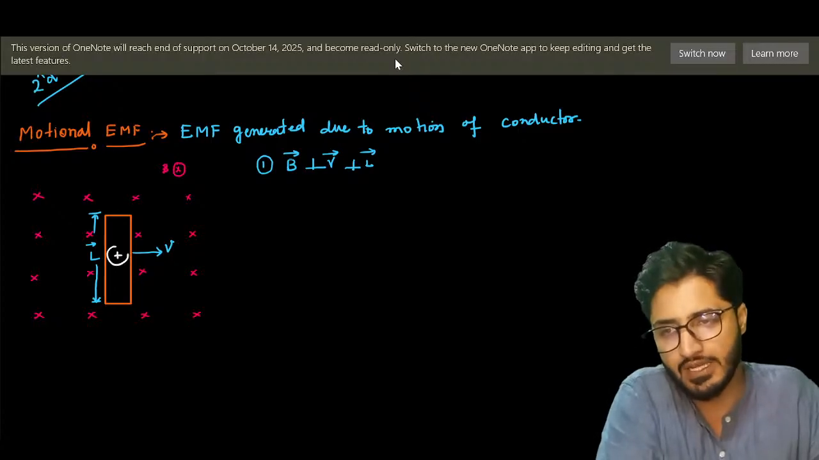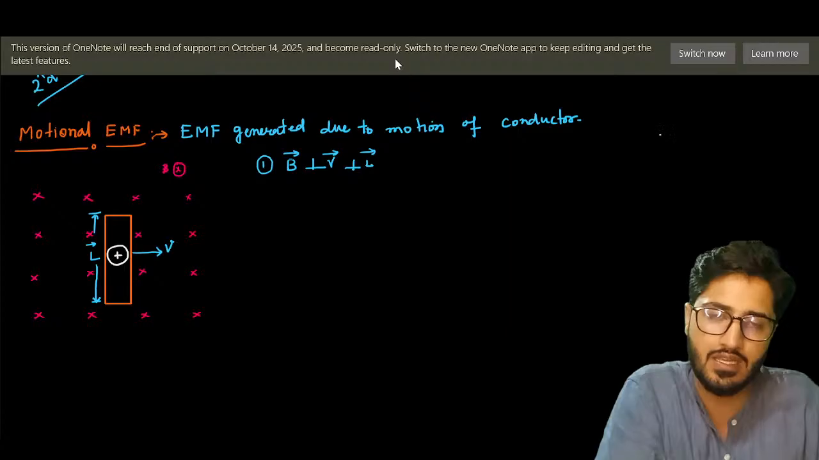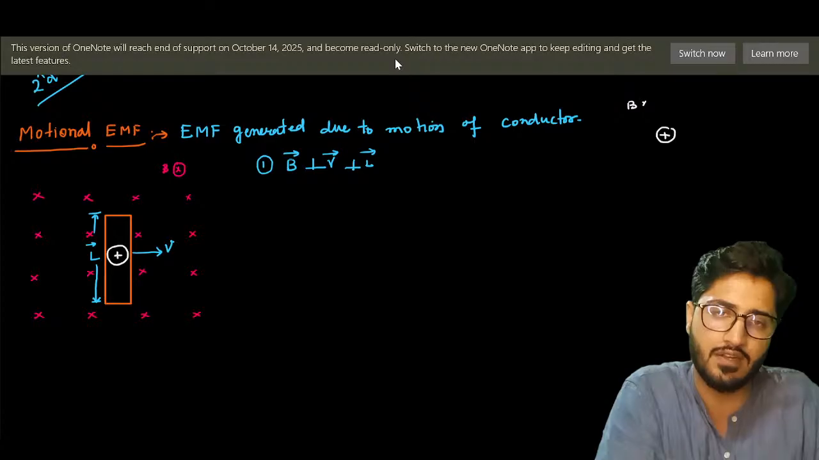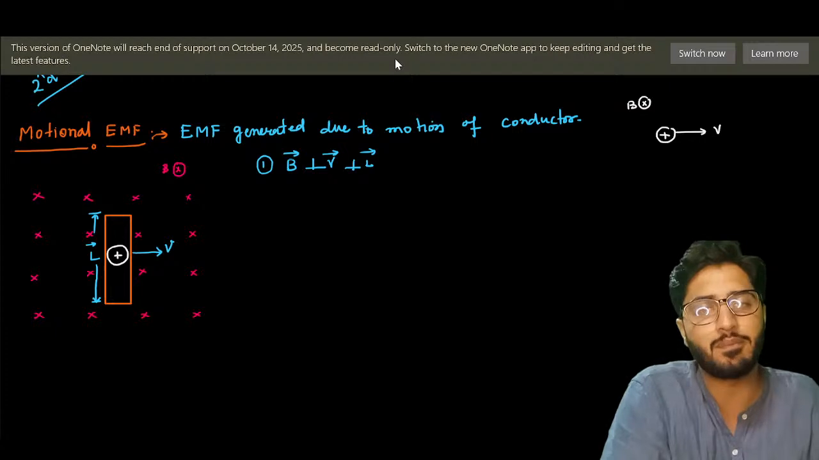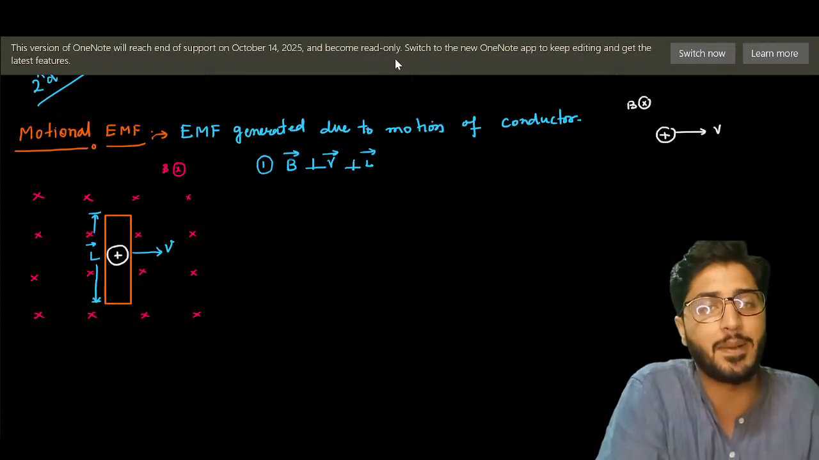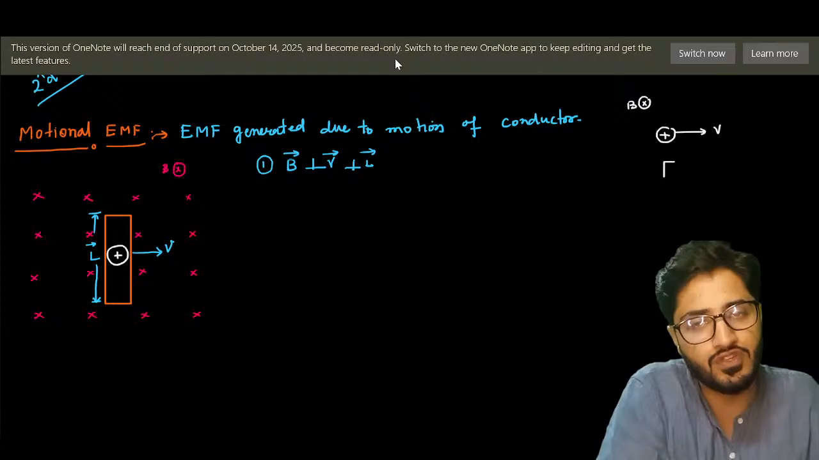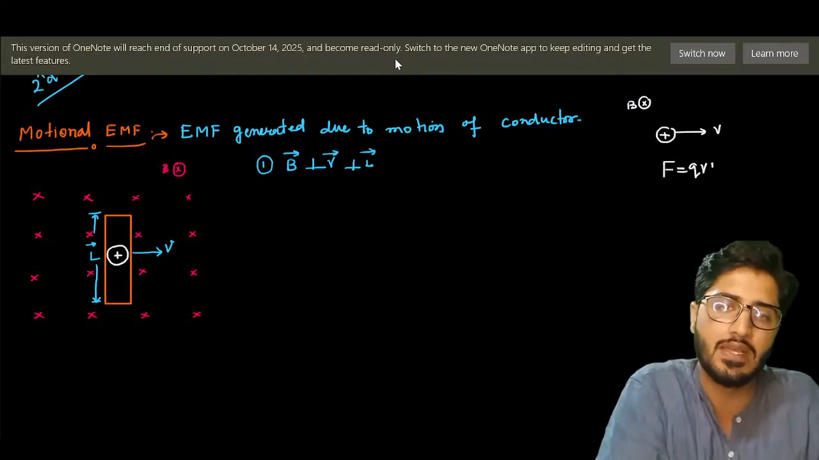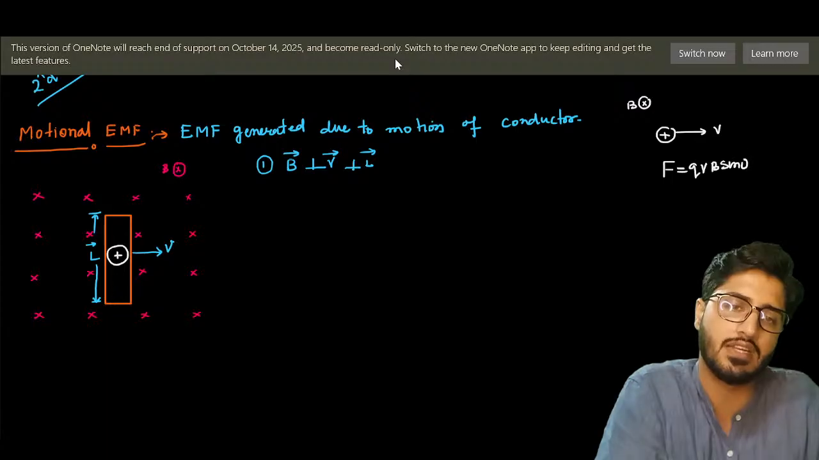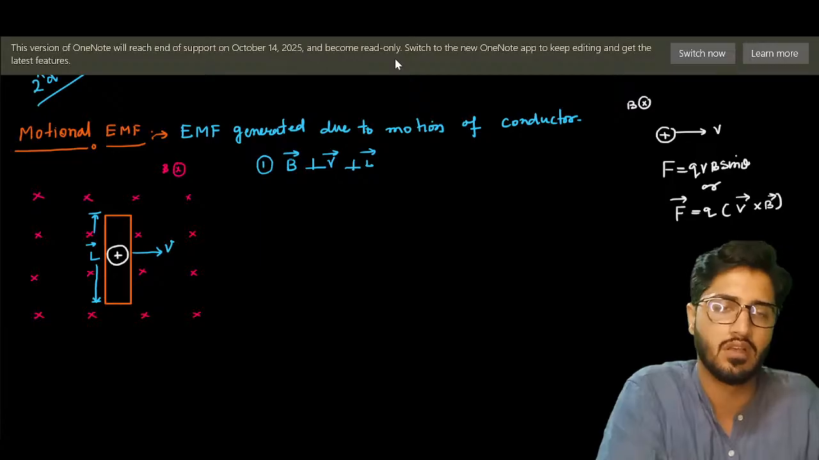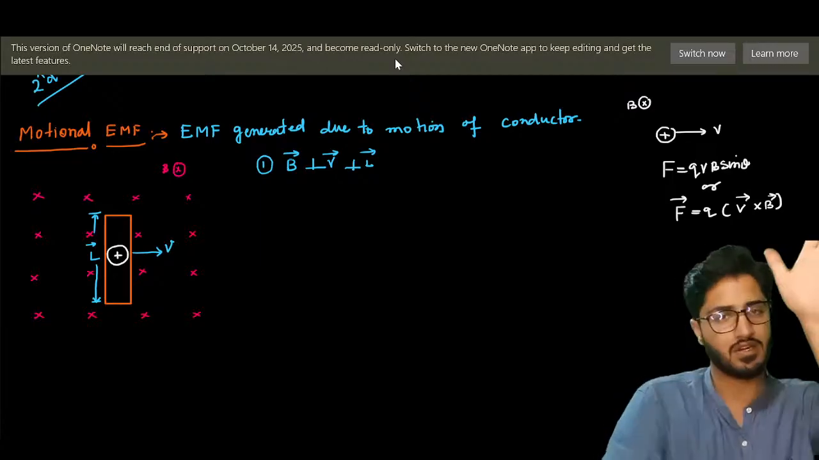Then suppose we are having a positive particle here. My positive particle is in a magnetic field that is inside, and velocity is in this way. We know that if my particle is in motion, we are having the magnetic force. Magnetic force is equal to Q V B sine theta, or I can write it as F equals Q V cross B.